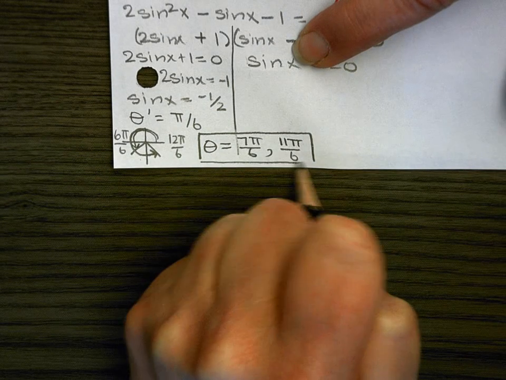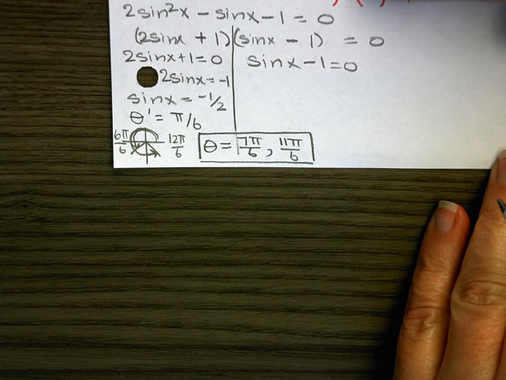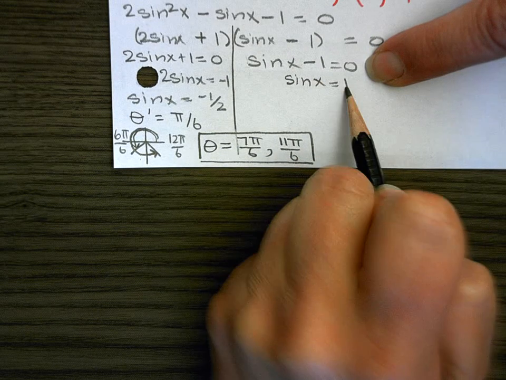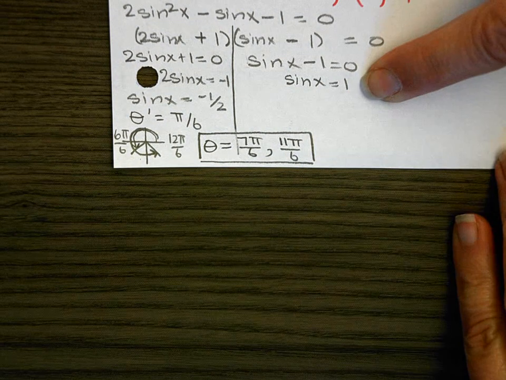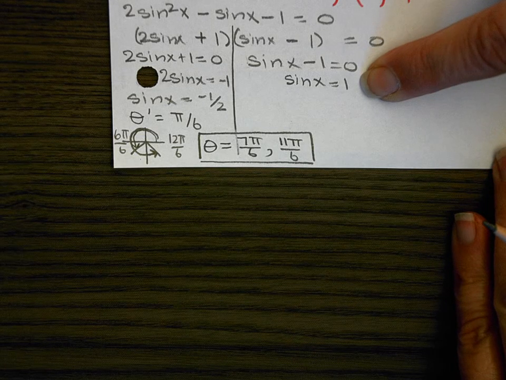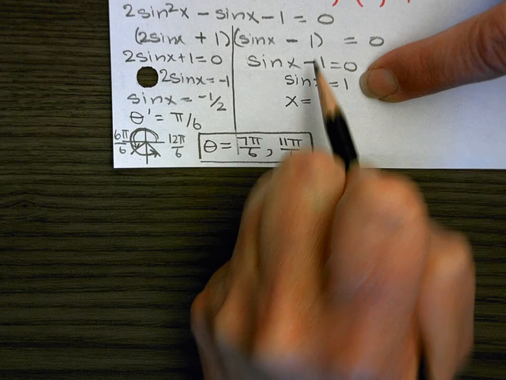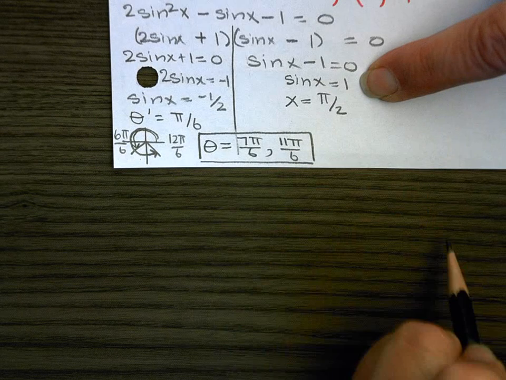And then finally for this one right here, I'm going to add 1 over to the other side. And then that's a quadrantal. So I'm looking for where sine is equal to 1, right? So where is the y value equal to 1? That's up at pi over 2. And 3 pi over 2 would be negative 1, so that would be the only one.